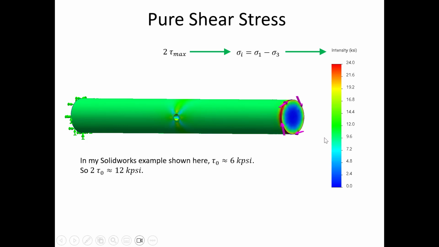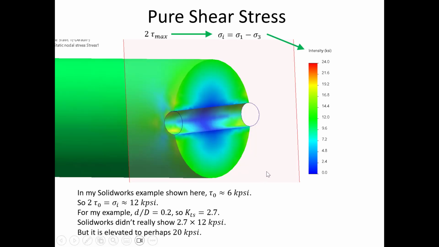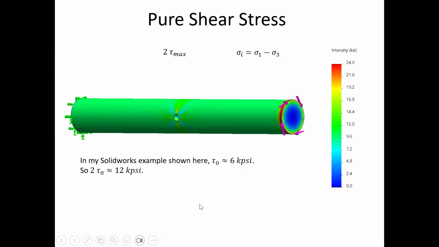And you can see a lot of green here. So we're right there in the nominal range. So I felt like I pretty much had it modeled right. And what I did is I did a section cut there at the hole so we can kind of dive in. Now on the graph in the book with the d over D being 0.2, let me go back and look real quick.